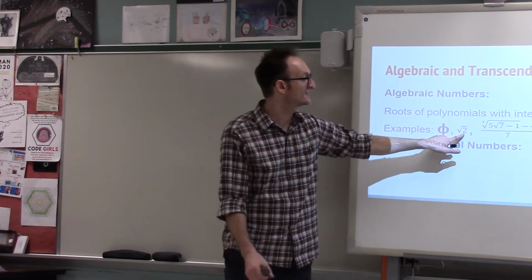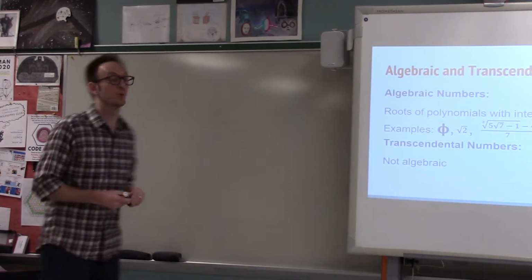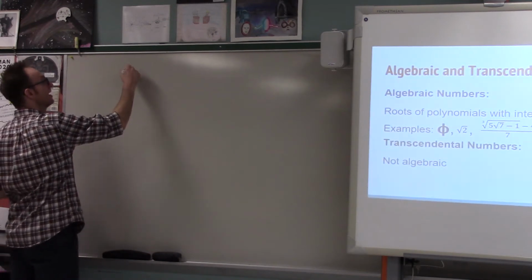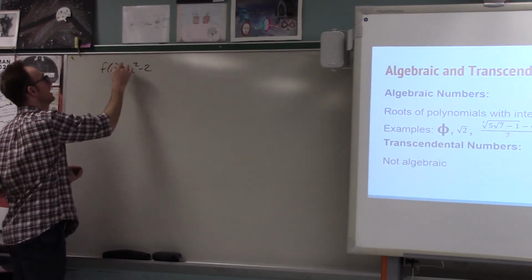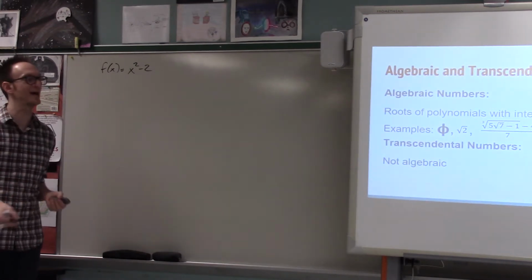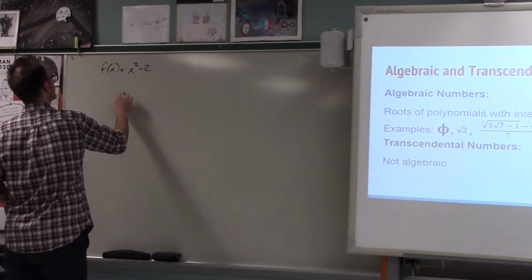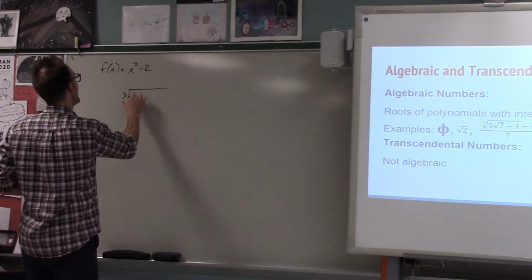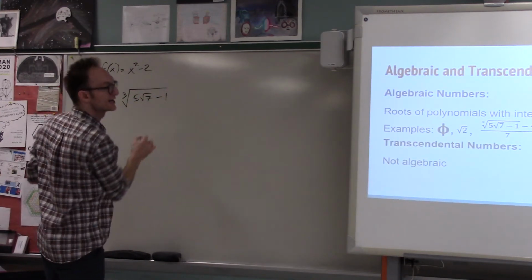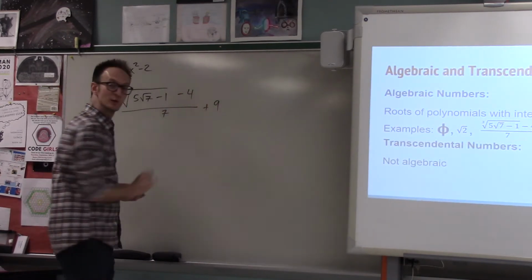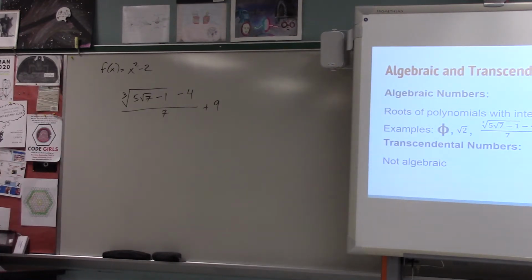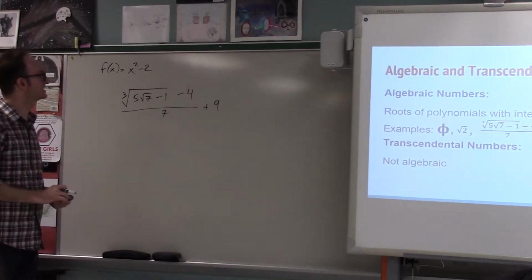So like root 2 is an algebraic number because root 2 is a solution of the function x squared minus 2. Yeah? Okay. So take this function. It has a root of root 2, so root 2 is algebraic. Take some crazy thing like the cube root of 5 root 7 minus 1, minus 4, over 7, plus 9. Okay, loosely speaking, an algebraic number is any finite combination of addition, multiplication, division, subtraction, and root taking. And to make this explicit, here's what I do.